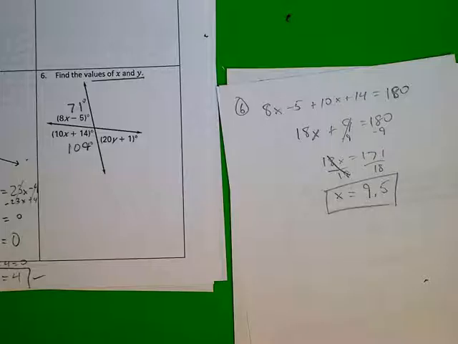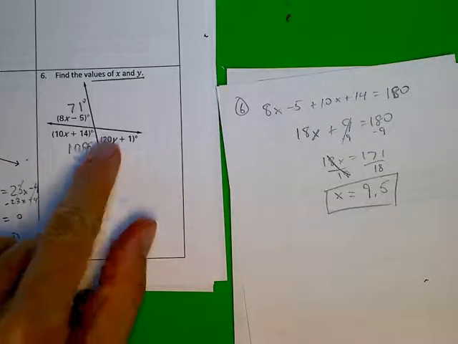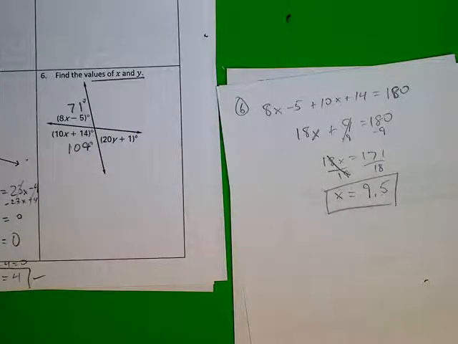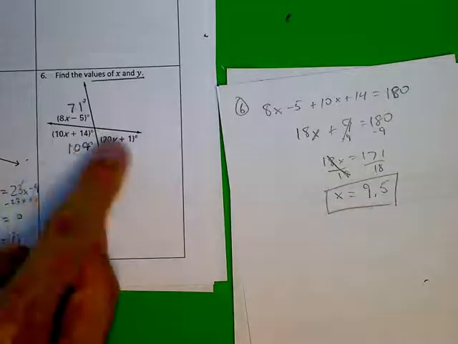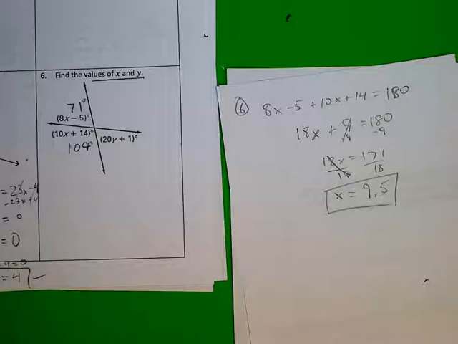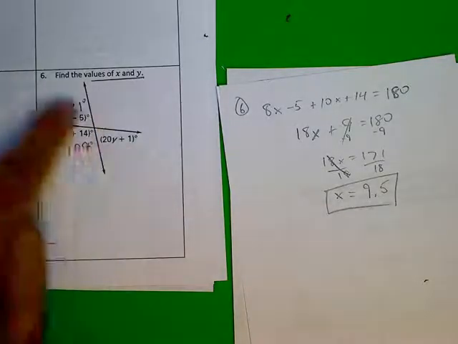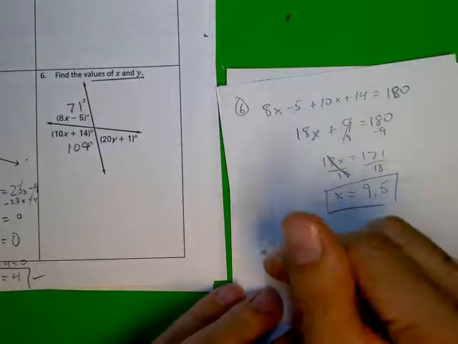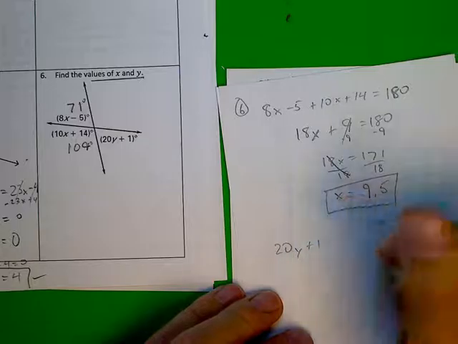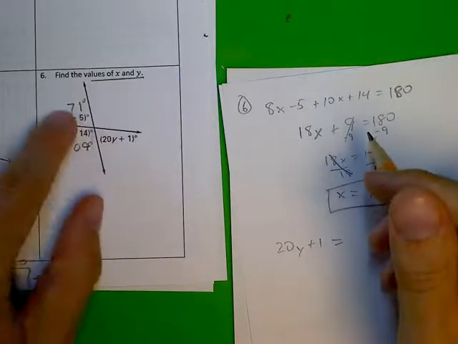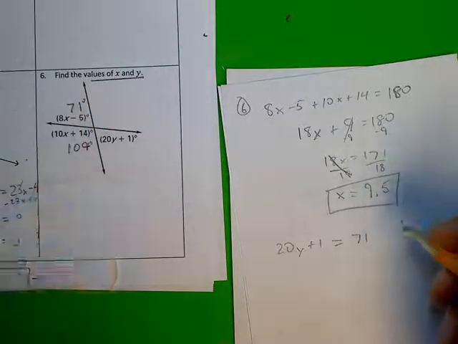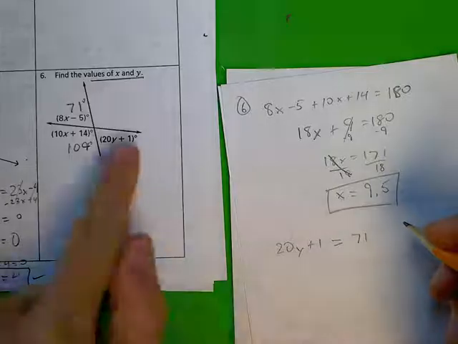Of course, I still need to find y. So here's my expression involving a y. I need to set up some sort of equation involving this angle. And there are two different ways you could do it. You could say, well, okay, this angle and this other one form a linear pair, so they should add up to 180. Or you can say this angle should equal this angle because they are vertical angles. Either way, we know that 20y plus 1 has to equal 71 degrees.